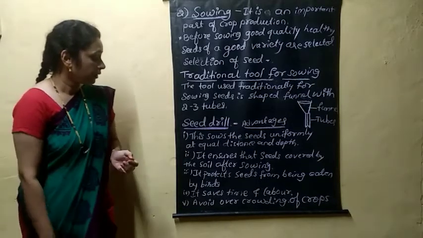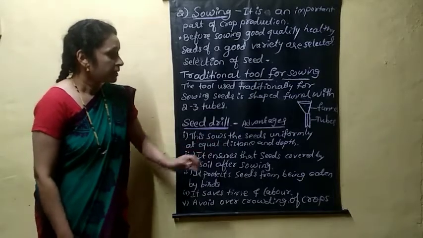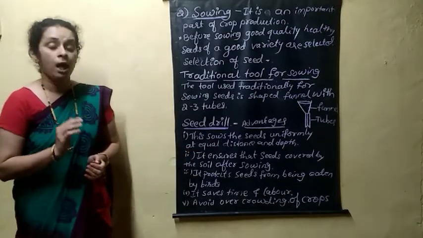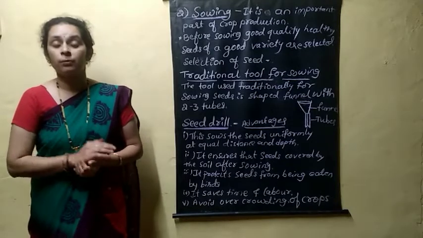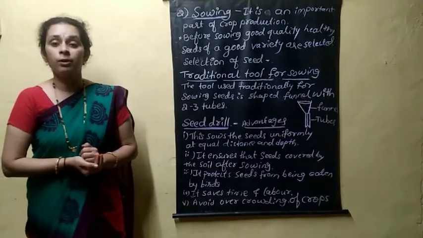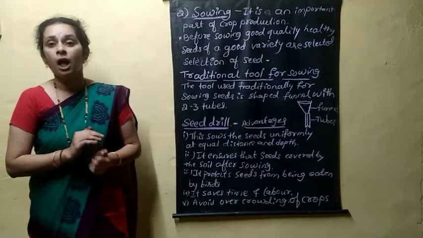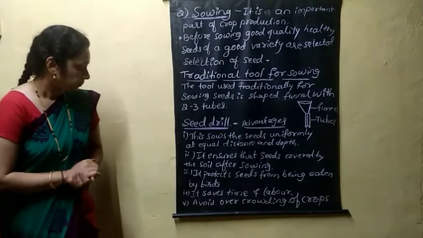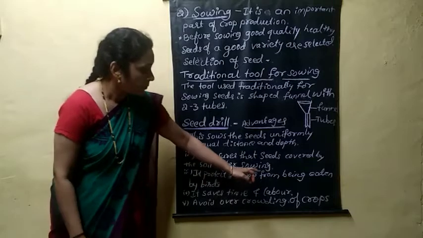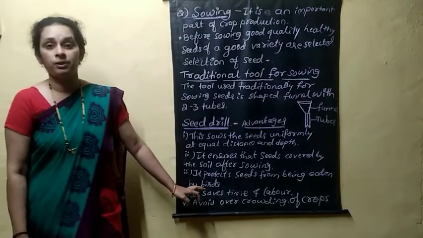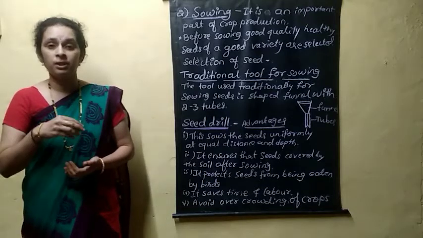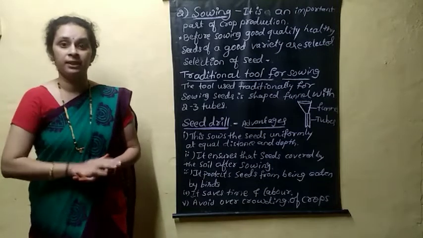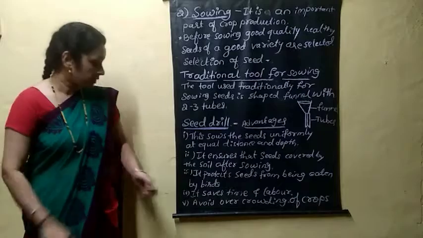Next, it ensures that seeds are covered by soil after sowing, and it helps to check whether the seeds are covered by soil or not. It also protects seeds from being eaten by birds. Some birds will pick the seeds and eat them, so it protects the seeds from that.